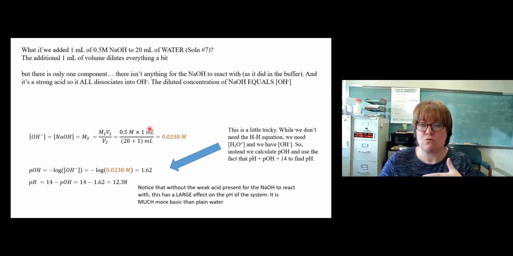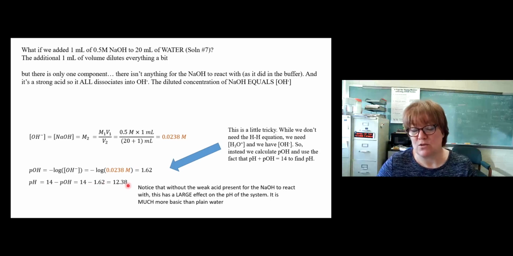But we know that hydronium ion and hydroxide ion are in equilibrium, and so I can calculate one from the other. I find it easier to take the negative log of the hydroxide ion concentration and get the pOH. That was 1.62. And then use the fact that the pH and the pOH add up to 14 to solve for what the pH would be.